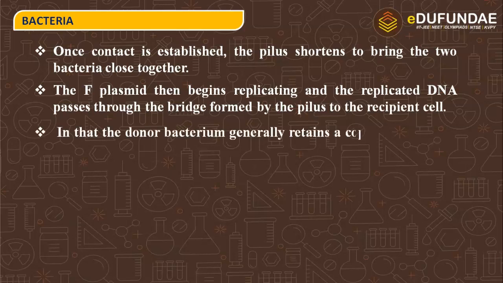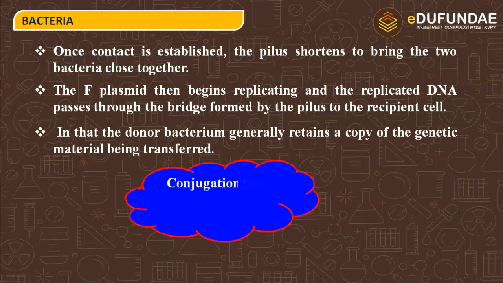The donor bacterium generally retains a copy of genetic material being transferred. So we can say that conjugation is a very conservative process.